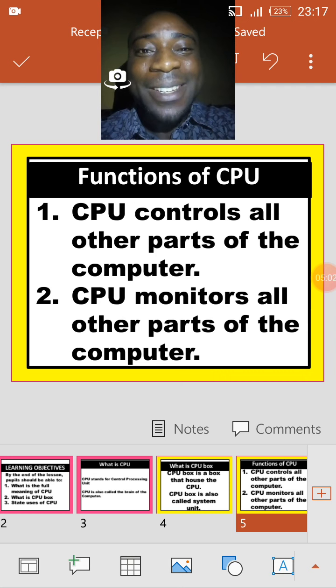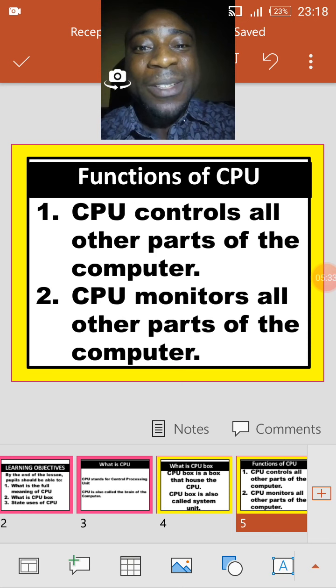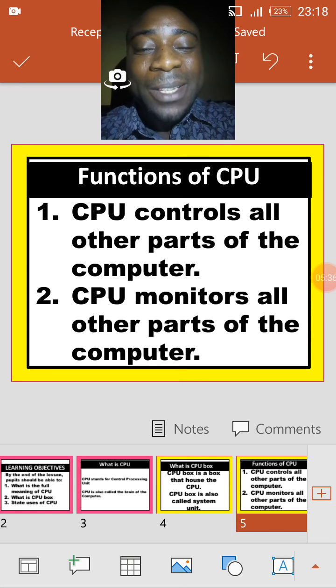Now friends, what is the meaning of CPU? Again, it stands for Central Processing Unit. What about the CPU box? It is a box that houses the CPU so that it will not get damaged. Like our skull or our head is protecting our brain, that's the same way CPU box is. So what is the function of CPU? CPU controls all other parts of the computer, and CPU monitors all other parts of the computer.